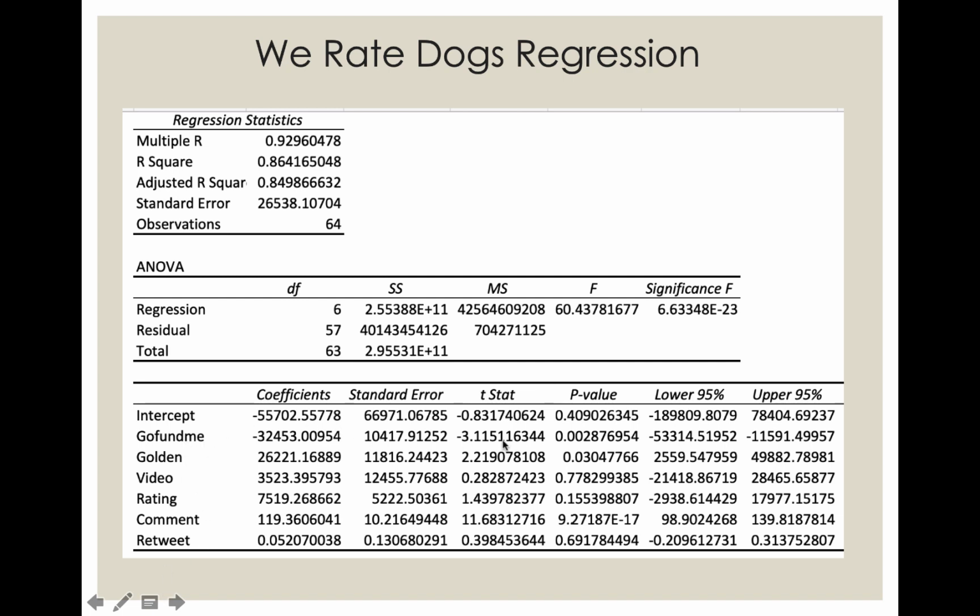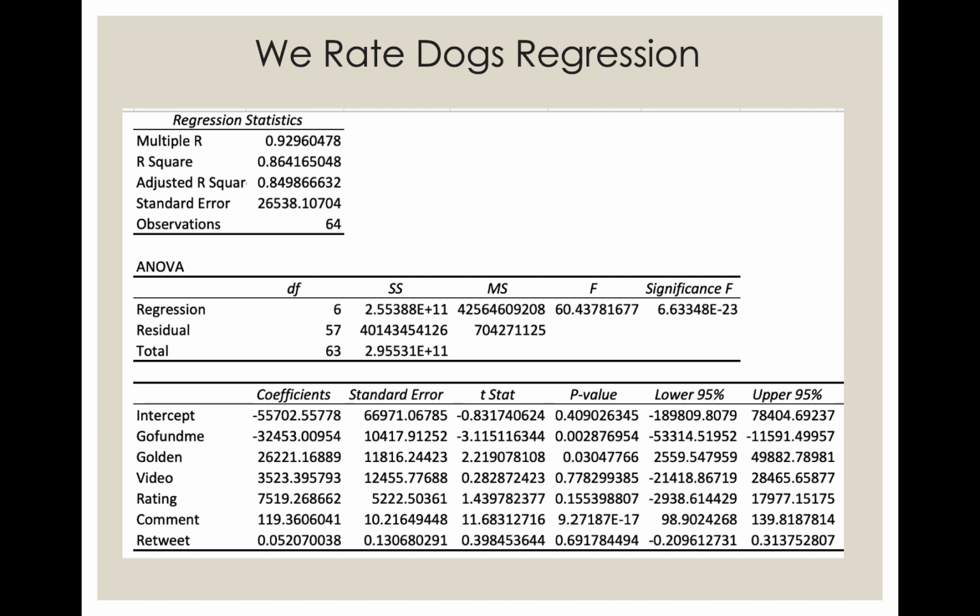And then if we look at each of these variables, GoFundMe: I noticed when I was collecting the data that if the We Rate Dogs account asked for people to donate to the dog, it got fewer likes, comments, etc. So I thought I'd create a variable. GoFundMe equals 1 if it's a GoFundMe, 0 otherwise. We've discussed Golden ad nauseam. Here, if the We Rate Dogs post had a video associated with it, it got a 1, 0 otherwise. And then rating, again, remember this rating was weird.